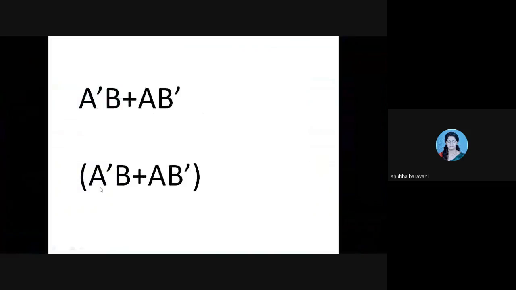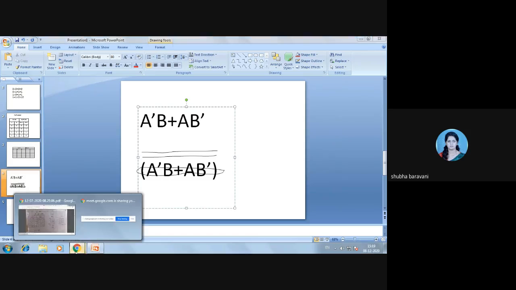What I have done here, instead of putting one bar, if I put only one bar, my value will change. So to avoid changing my value, I have put double bar, which will cancel out each other and will not alter the value of the main function A bar B plus AB bar. Okay, यहाँ तक समझ में आया? Understood up till here?